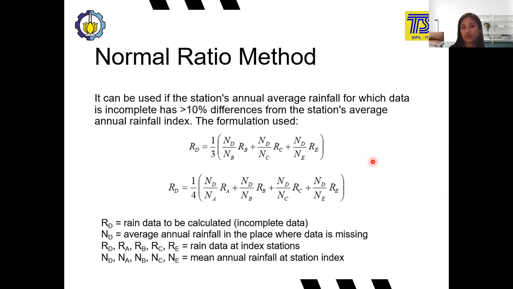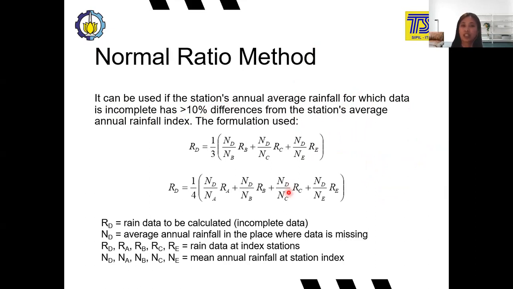This one can be used if the differences between the annual average rainfall for which data is incomplete is more than 10% from the station with the complete rainfall data.